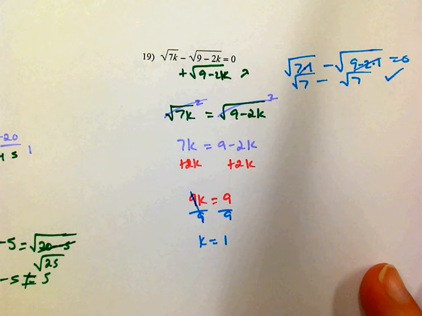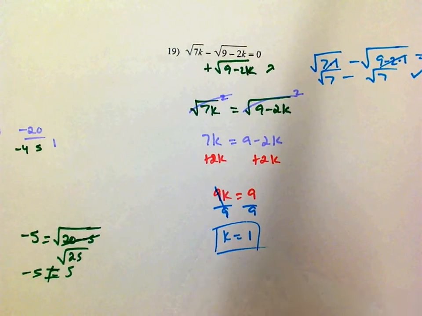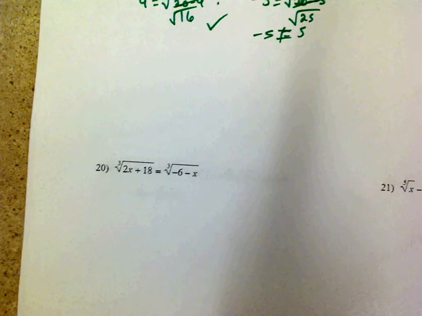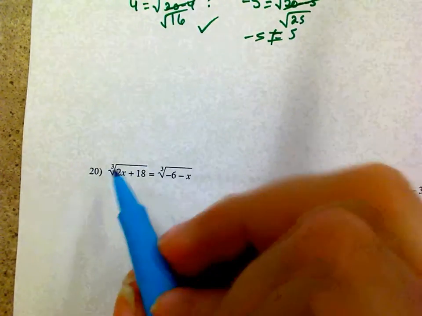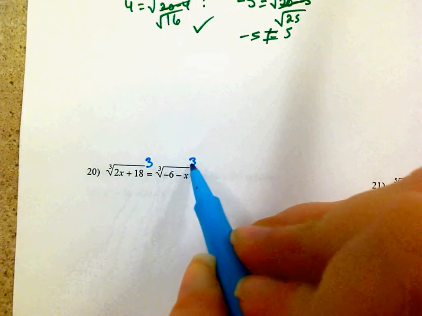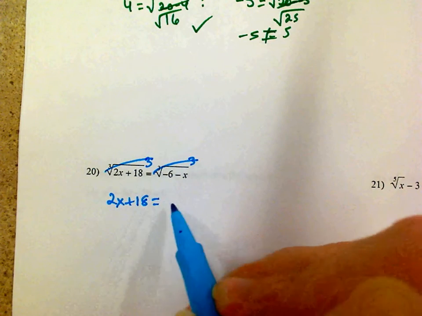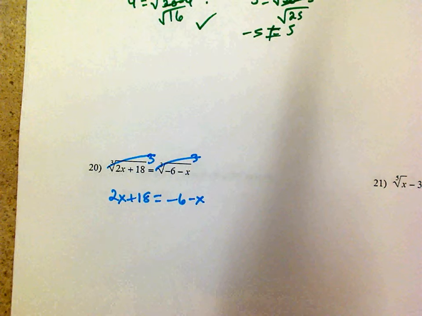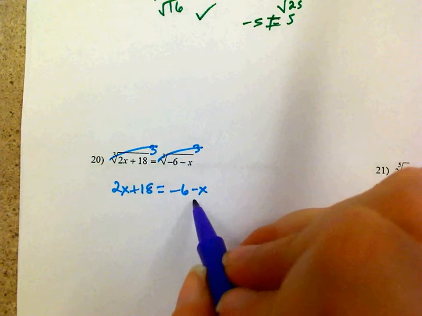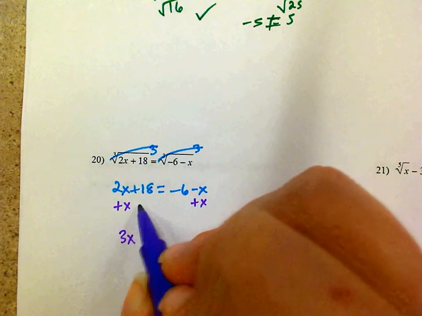Okay. The opposite of the cubed root is the cube. So when I take the cubed root of 2 different sides, if I just cube both sides, then they cancel each other out, and I'm left with 2x plus 18 equals negative 6 minus x. I'm going to try to combine like terms. I'm going to add the x to this side, and then I'm going to subtract 18 from this side, and then I'm going to divide by 3. And I get x equals negative 8.